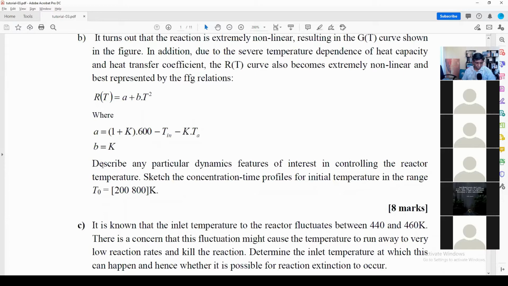So in this question, we are asked to describe any particular dynamics features of interest in terms of controlling your temperature. And we want to sketch out, it says concentration time, but it really should be temperature time. So this is an error in the problem statement. This should be sketch the temperature time profiles.